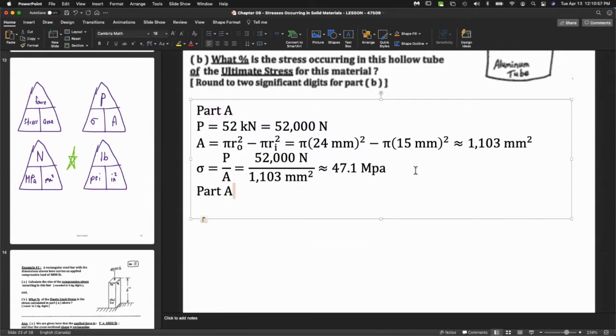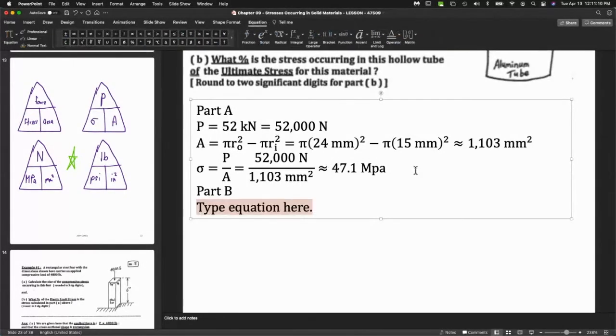Okay. Anyway, part B. Part B says what percent is the stress occurring of the ultimate stress? So now we need to consider the material behavior. So I'm going to go here and say that the stress, sigma ultimate, material is aluminum. So the ultimate stress of aluminum is 140 megapascal.